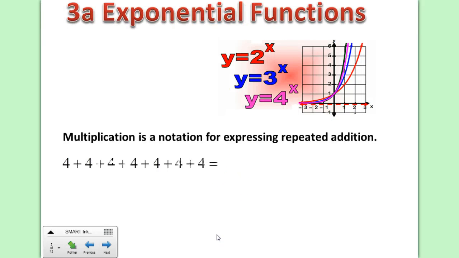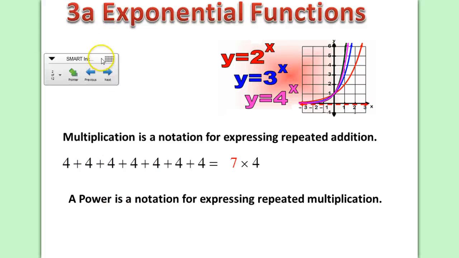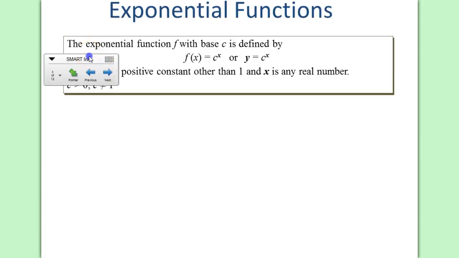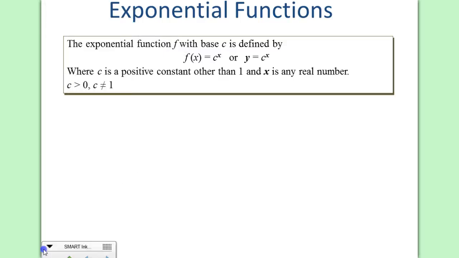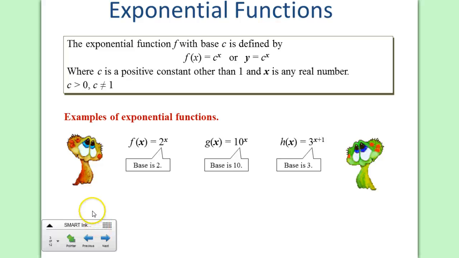What does it look like when you have y equals 2 to the x and 3 to the x and 4 to the x? And so clearly, multiplication is a repeated addition, and power notation is expressing repeated multiplication. And we want to be clear that 4 is the base and 7 is the exponent, and so an exponential function, when we're looking at those, is where our variable is in the exponent. Just like we talked about with an exponential equation, in the same base. Examples of exponential functions are 2 to the x and so on, as we see there.